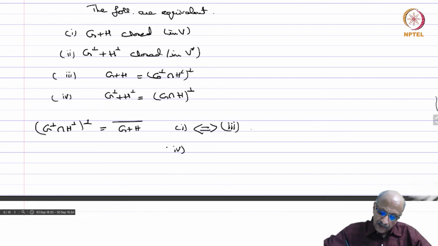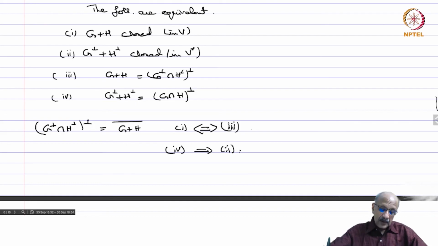Also 4 implies 2. Why? Because if G perp plus H perp is equal to A perp, A perp is always closed and therefore G perp plus H perp must be closed. So 4 implies 2 is also obvious. So to complete the proof, we need to show that 1 implies 4 and 2 implies 1.